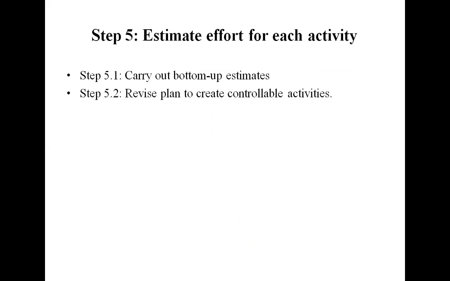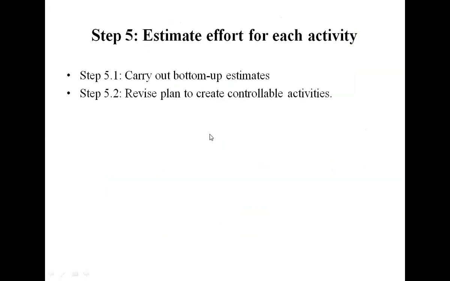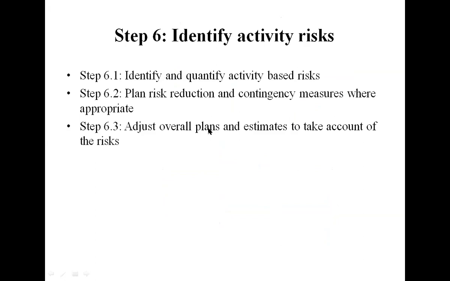In revise plan to create controllable activities, we have to break up very long activities into a series of smaller ones. So if there is any long activity, we have to split it. For example, if there is a design plan, we have to split it into 3 parts. For long activities, we split into small ones. We also have to bundle up very short activities. For small activities, we have to create a checklist. If the activity is done, then go for other activities. Okay. Next, identify activity risk.